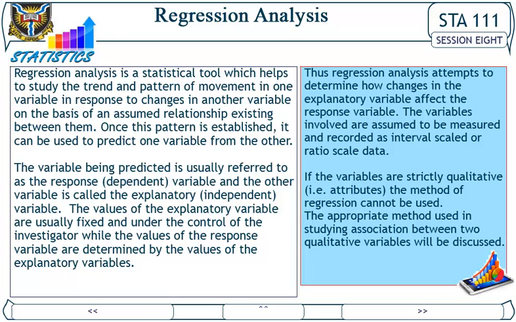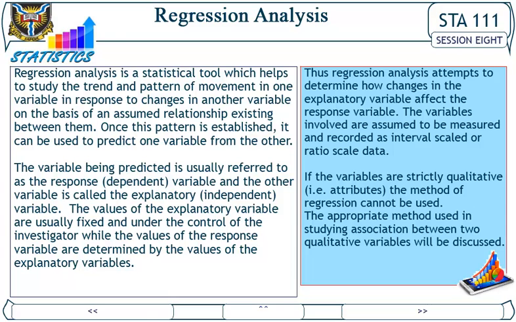The variable being predicted is usually referred to as the response or dependent variable, and the other variable is called the explanatory or independent variable. The values of the explanatory variable are usually fixed and under the control of the investigator, while the values of the response variable are determined by the values of the explanatory variable. Thus, regression analysis attempts to determine how changes in the explanatory variable affect the response variable.